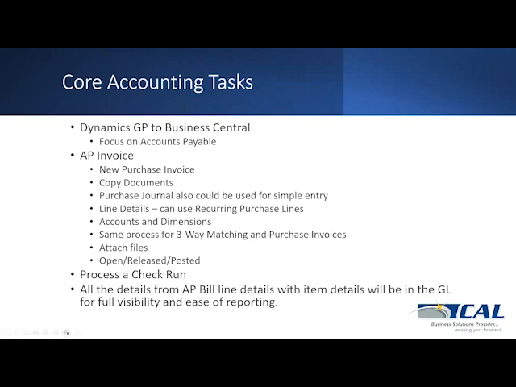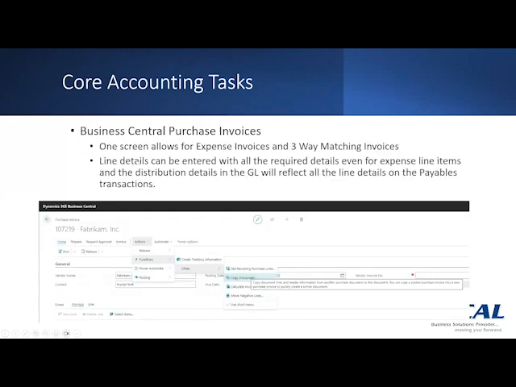And then you can attach files, and then they go from open to released, and you post those transactions at a transaction level, or they get queued up for posting. Process a check run, and then all the AP bill lines or purchase invoice details will be in the general ledger for full visibility. So Business Central purchase invoices, different functionality. So we go to the purchase invoice.